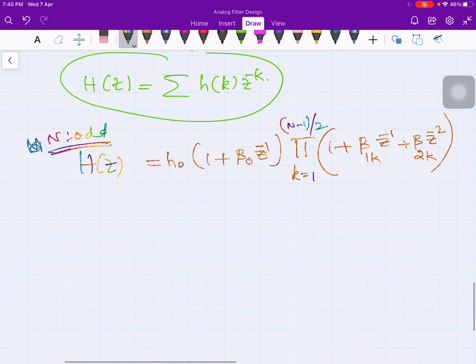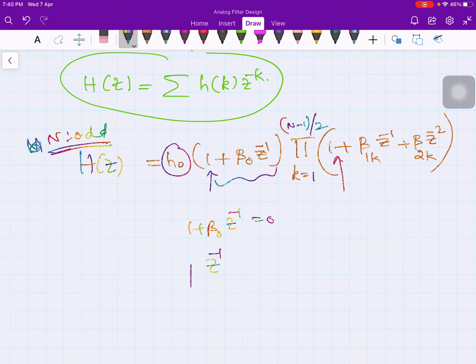Do you understand why I brought 1 here and here also 1? I have taken h0 out, so I can see the zeros very clearly from the factors. If you write this, then you can write down the zeros very clearly. What is a zero? 1 plus beta z inverse equal to 0. Therefore z inverse beta is equal to minus 1, and then z is equal to minus beta.